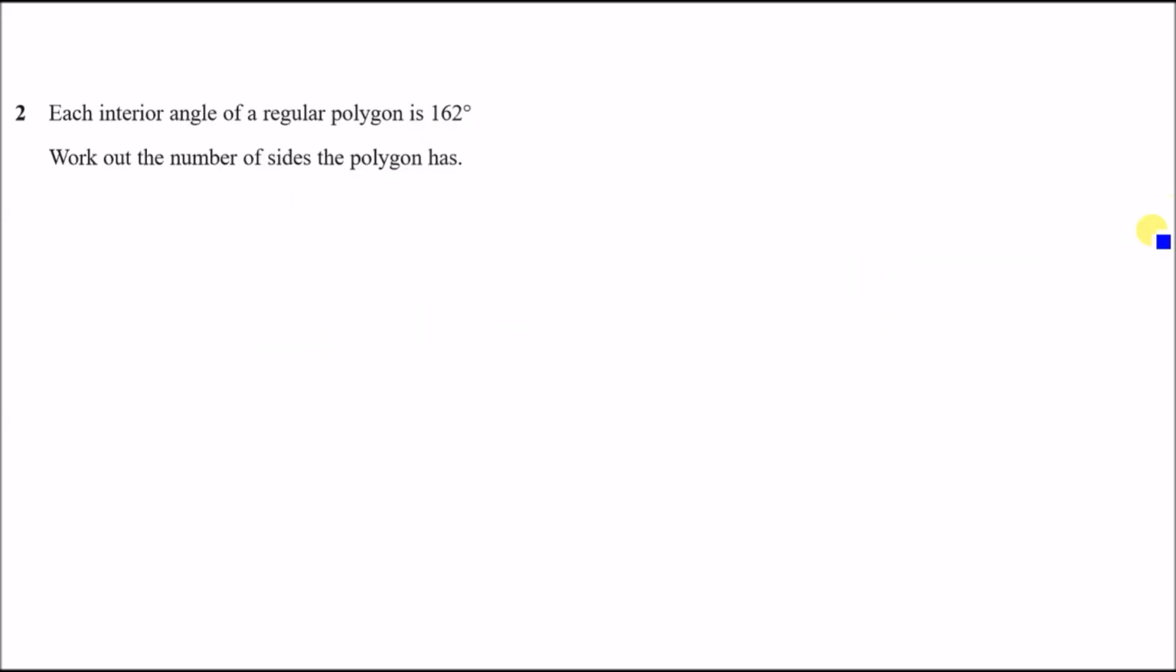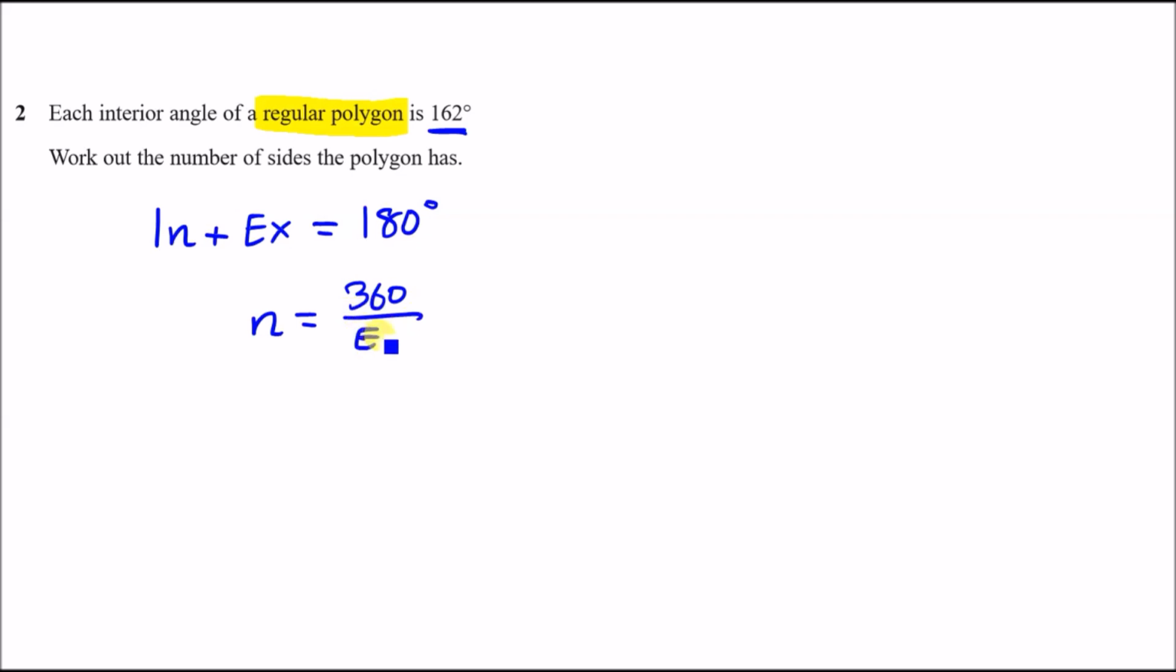Okay, number 2. So each interior angle of a regular polygon, so keyword regular means that every single side and angle is the same, this interior angle is 162 degrees. Work out the number of sides the polygon has. Okay, well, every time you got questions on interior and exterior angles, we should always write down all the relevant formulas. So in this case, we should know that the interior angle plus an exterior angle of any regular polygon always adds up to 180 degrees, okay? Another useful formula is the fact that the number of sides always equals 360 degrees over its exterior angle.